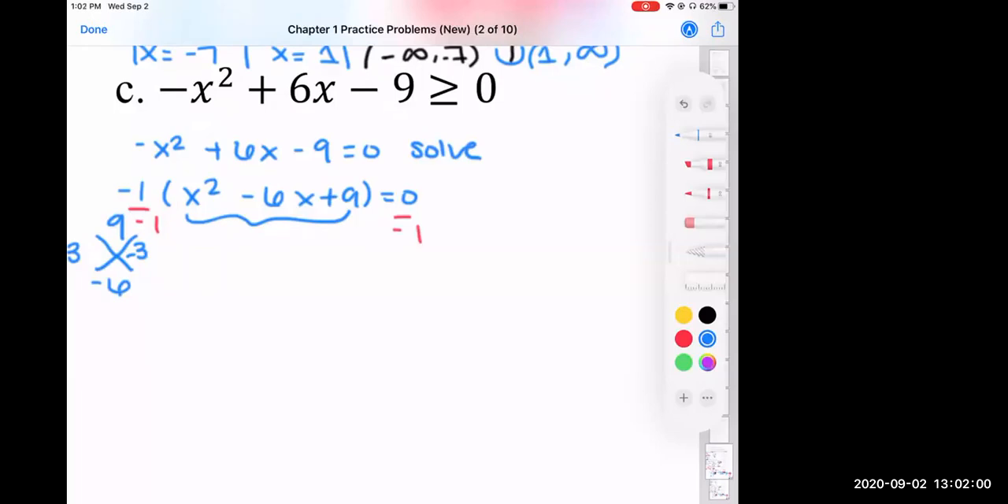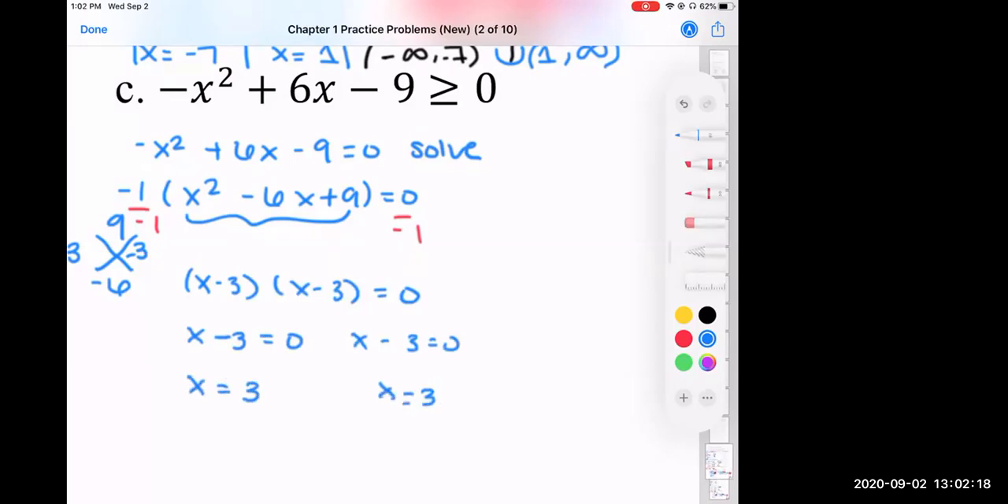And so this factors to be x minus 3 times x minus 3. We set each one equal to 0. So I have x minus 3 is equal to 0, x minus 3 is equal to 0. You get x is equal to 3, x equals 3. It's the same point, right? So what that means is I only cross my x-axis at that single point.